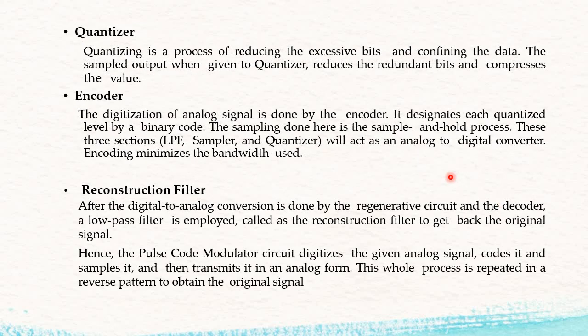Then the quantizer is the next block. The job of a quantizer is to reduce the excessive bits and compress the data. The sample value, when given to the quantizer, reduces the redundancy bits and compresses the value. Encoder: the digitization of an analog signal is done by the encoder. This is the next block of a transmitter. And then at the receiver, the first block is the reconstruction filter. After the digital to analog conversion is done by the regenerative circuit, the decoder low pass filter is employed, called a reconstruction filter, to get the original signal back.